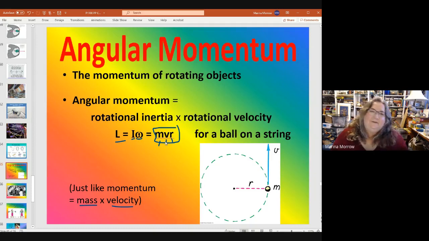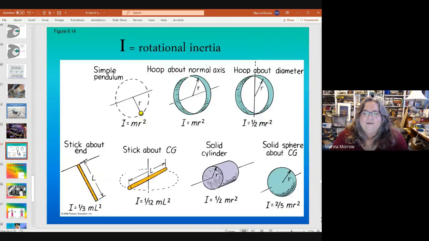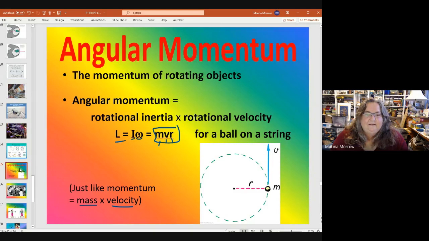And it would be different for the different shapes. So remember, the rotational inertia for a ball on a string was mr squared. But other objects were like 1/2 mr squared and so on. So anyway, this could change for different objects.